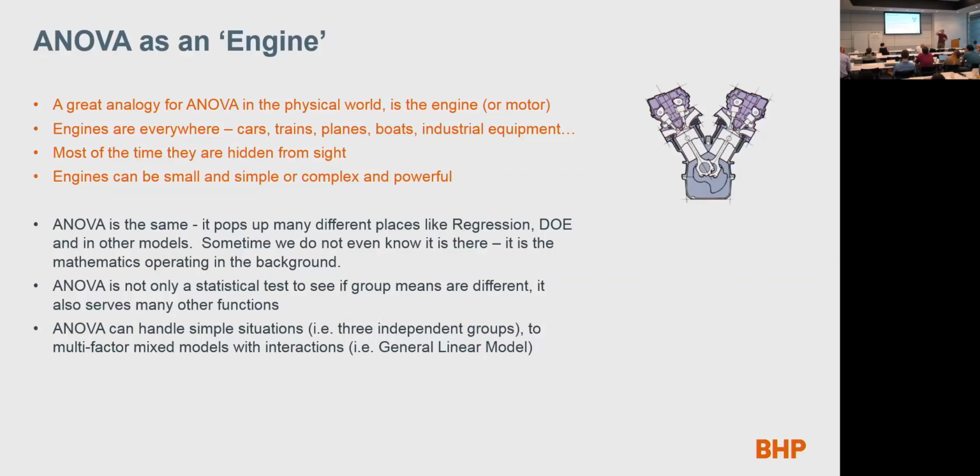They could be electric motors, could be internal combustion engines, but there are motors everywhere, right? We can even go to the turbine engine realm. Most of the time they're hidden from sight, but they're very powerful for us. They do a lot of work for us. ANOVA is very much like that.